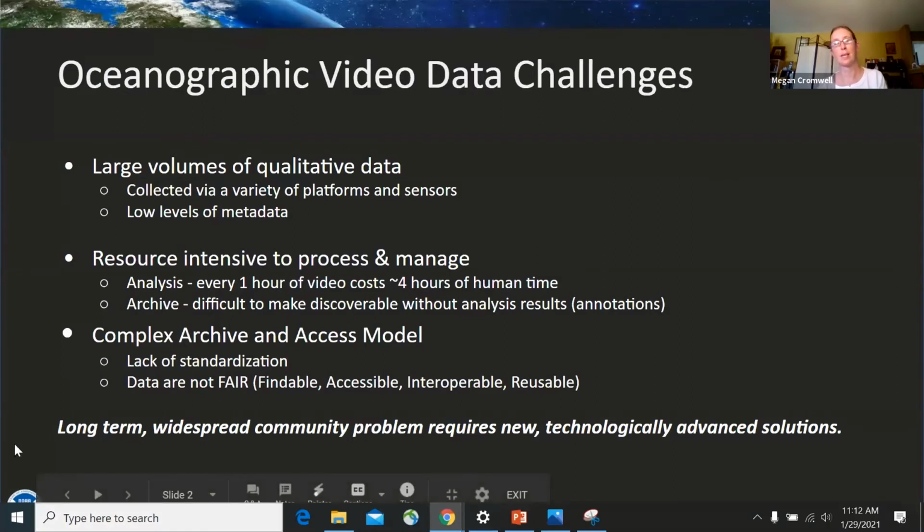So with video data, particularly deep sea oceanographic video data, we have all kinds of problems. It usually has low levels of metadata. There's a lack of standardization. It's huge in volume, but one of the bigger issues is that to annotate it, because it's qualitative data, to annotate it and make it quantitative, it typically takes about 4 hours for every 1 hour of video. For the NOAA ship Okeanos Explorer, we use those annotations and metadata records to then make it findable. But a lot of video doesn't have that. And so it's really hard to make it discoverable without annotations.